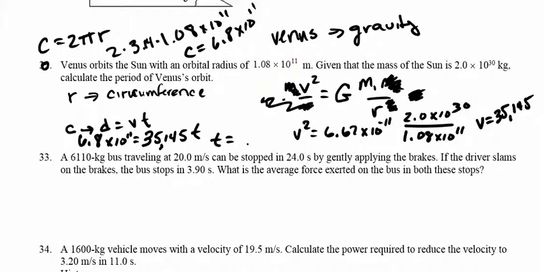T is equal to a big number. I'm going to say it's equal to 1.9 times 10 to the 7th seconds. So that is the period, virtually, of Venus's orbit.